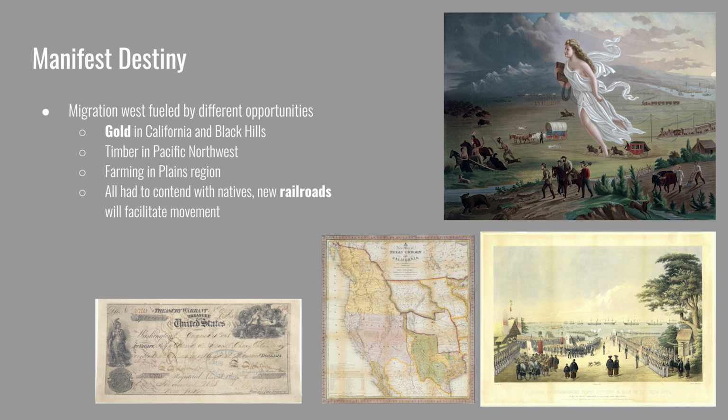Railroad affected movements as well. As the railroad track is laid down, more and more migration happens, especially with the completion of a transcontinental railroad. This further marginalizes natives and their traditional methods of subsistence both in the plains and in California.